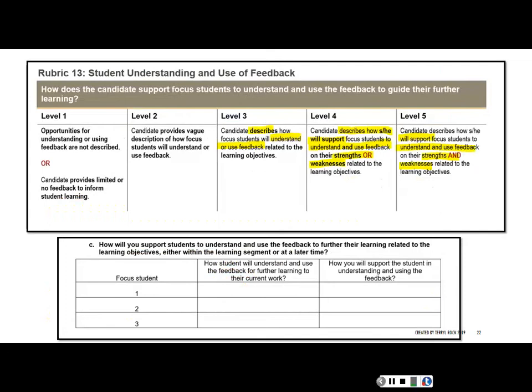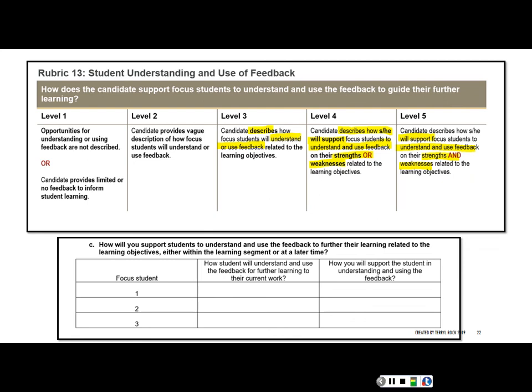This is the rubric 13 that everybody does so badly on. For level 3, the candidate describes how the focused students will understand or use feedback. So you're just describing, but this is why a lot of people don't get a 3 on this: you have to talk about how all 3 focused students are going to do it, okay? And they maybe talk about 1. They just don't pay enough attention to answering this question.